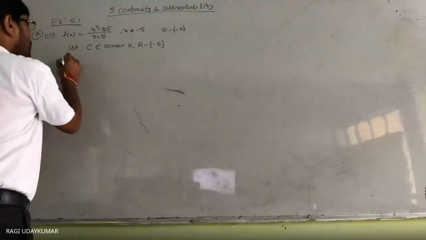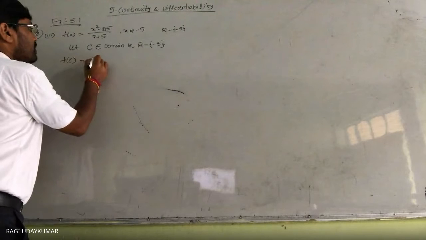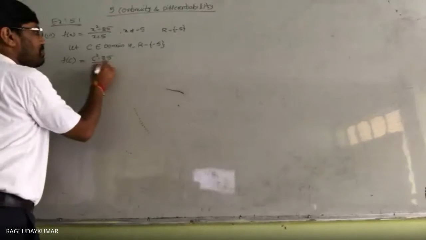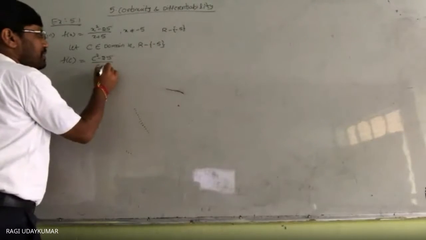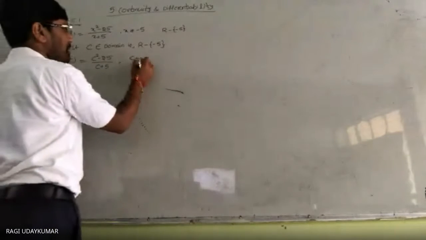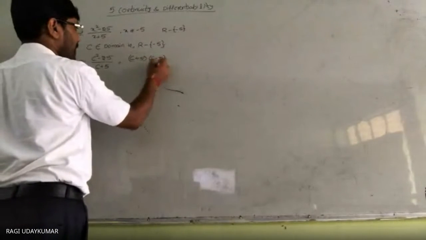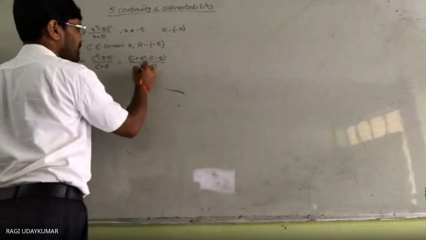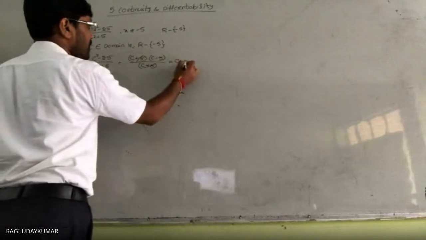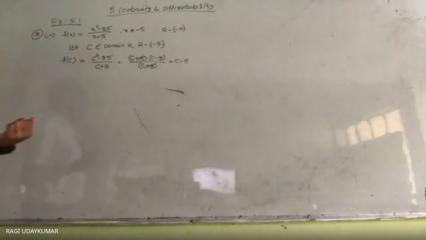Then f of c is what? f of c is c square minus 25 by c plus 5, where c should not be equal to minus 5. So this can be written as (c plus 5) into (c minus 5) by (c plus 5). The c plus 5 terms will get cancelled. We are going to get c minus 5.